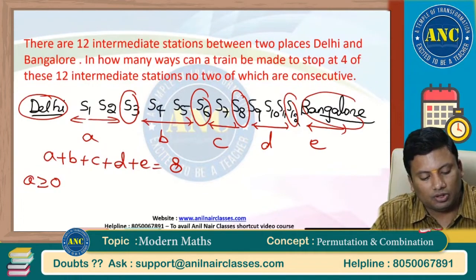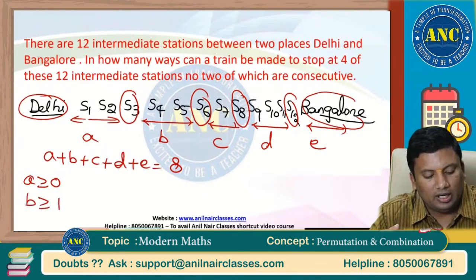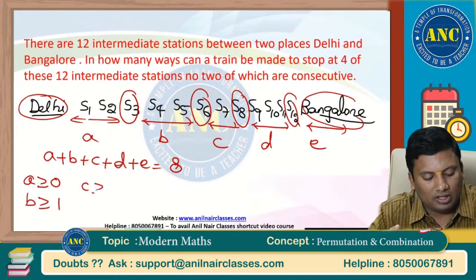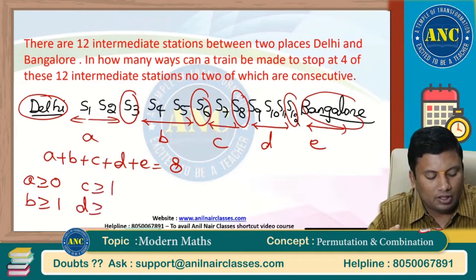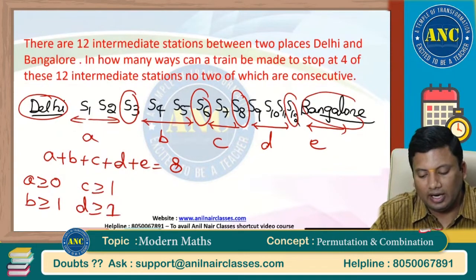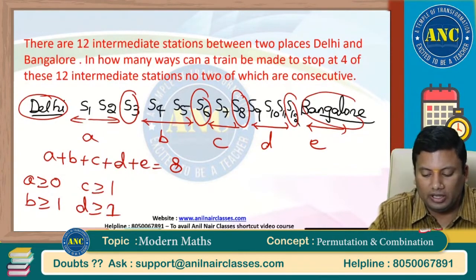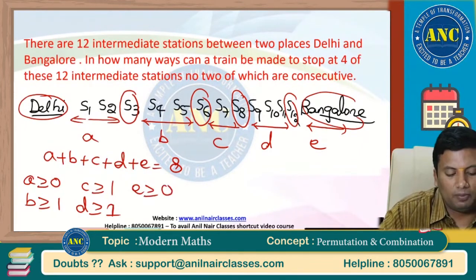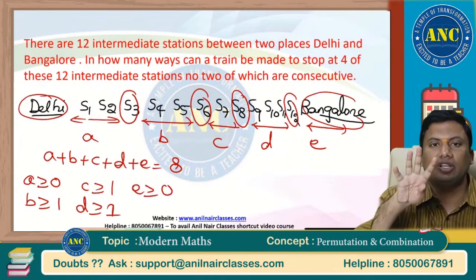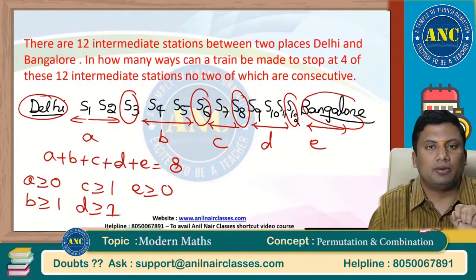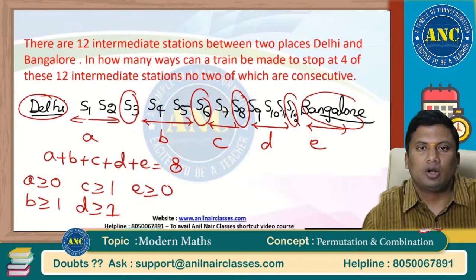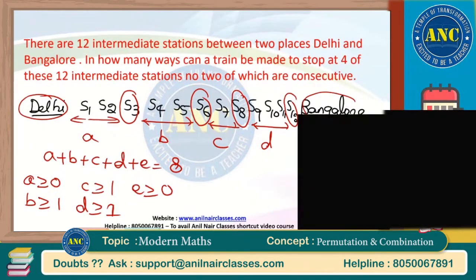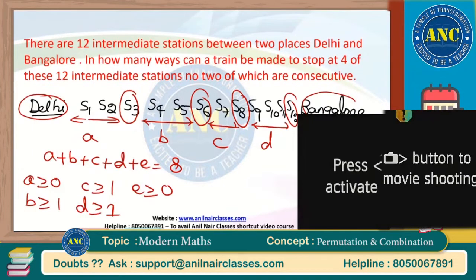Between these both, minimum 1 station should be there. B is 1. Between these two, 1 station should be there. These S2 could be the ending station, so E will be 0. Is this clear? A 0, B 1, C 1, D 1, E 0. 4 stations I am choosing. The first station which I am choosing could be the first station, and the train will halt at the first station. So if S1, to the left of S1, are there any stations? No. A is 0.